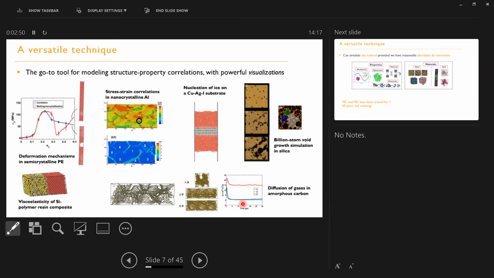So that's a great question: how to create the structure. All these structures are completely different. Metals are different from polymers. This is amorphous carbon. So you need some method for first creating the structure.